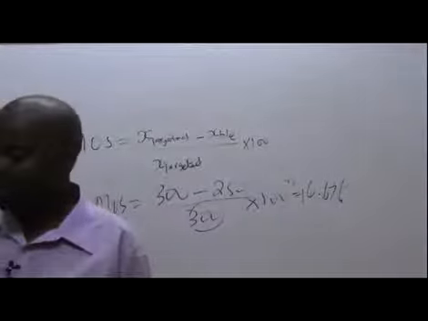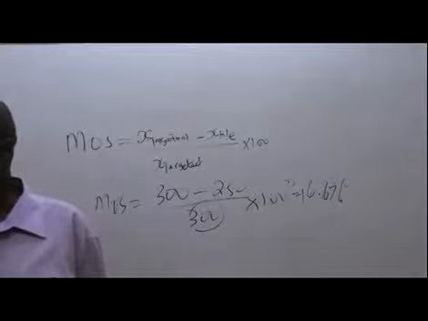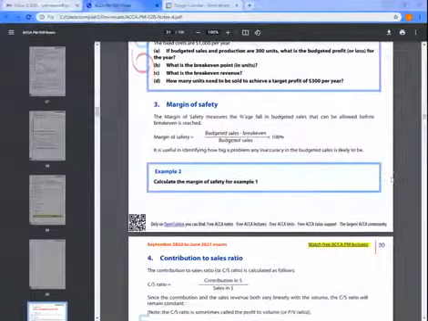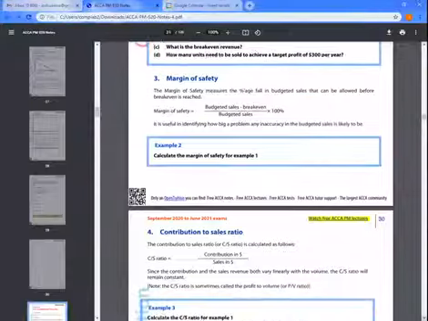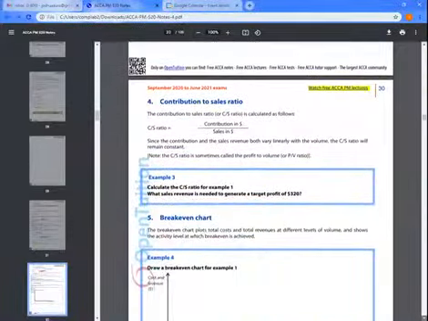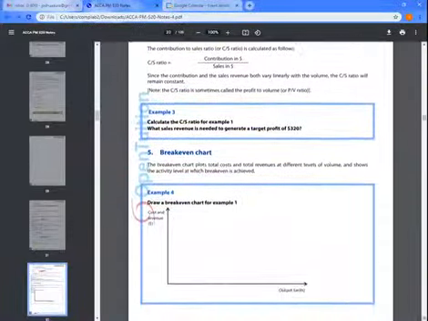So is there any student who has any question as regards the margin of safety? Any question?